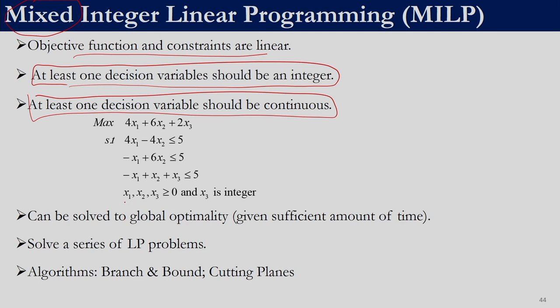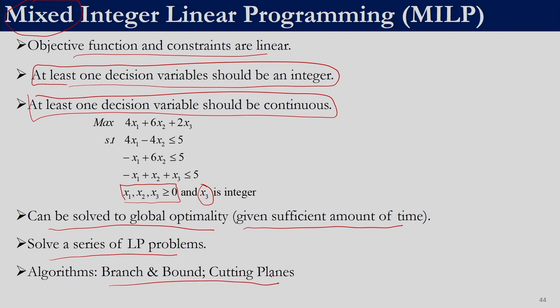So in this case, all the three variables are greater than or equal to zero, but x3 can take only integer values. So x1 and x2 can take real values, but x3 is an integer. So this is an example of a mixed integer linear programming problem. Again, a mixed integer linear programming problem can be solved to global optimality given sufficient amount of time. So mixed integer linear programming problems are solved as a series of LP problems, and the algorithms that we commonly use are branch and bound and cutting planes.